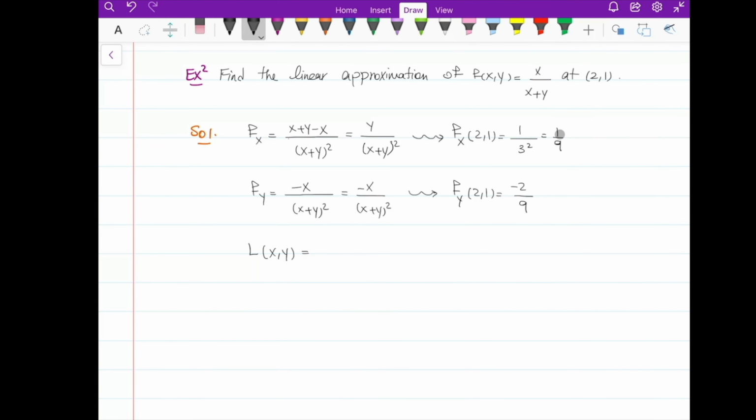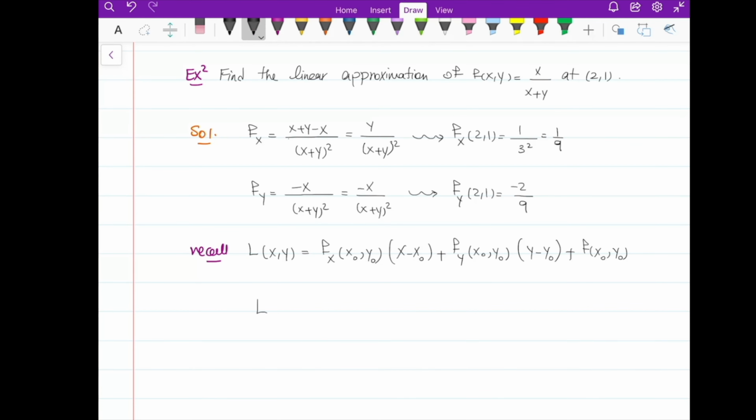Let me write the formula first. Just as a recall: fx at (x naught, y naught) times (x minus x naught), plus the partial derivative with respect to y at the given point times (y minus y naught), plus z naught, which would be f of x naught and y naught. Okay, so that was a recall.